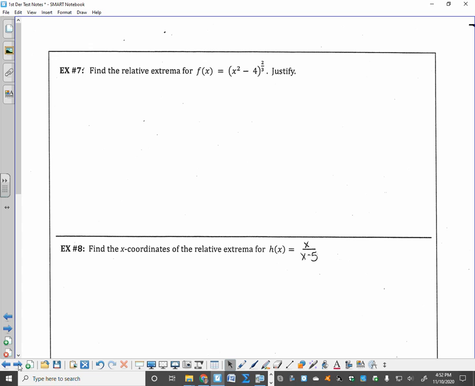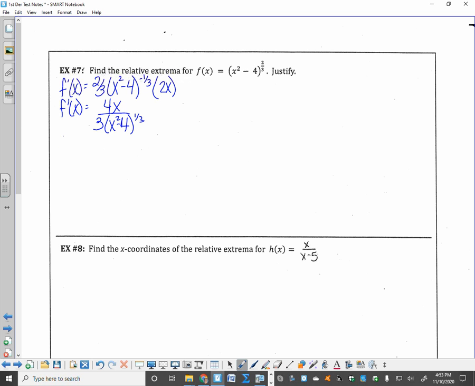All right, here's what I want you to do. I want you to pause me, and I want you to go find the derivative, and I want you to find the places where the derivative equals 0, and I want you to find the places where the derivative does not exist, and then I want you to hit play. Okay? All right, so derivative. There we go. Okay, so there's my derivative.